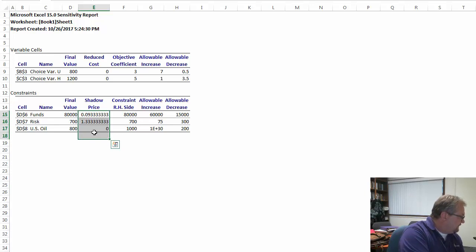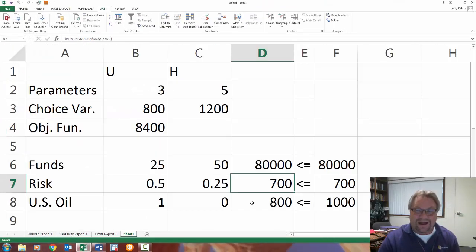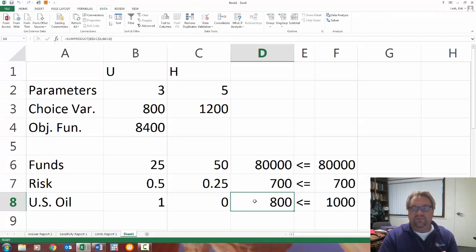And then finally, would it be beneficial to increase the maximum amount invested in U.S. oil? Of course not. Why? Because it's not even binding, right? I didn't even purchase the maximum number of shares of U.S. oil. So it would not make any sense to increase that constraint.